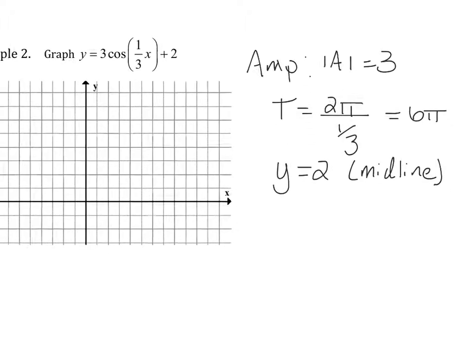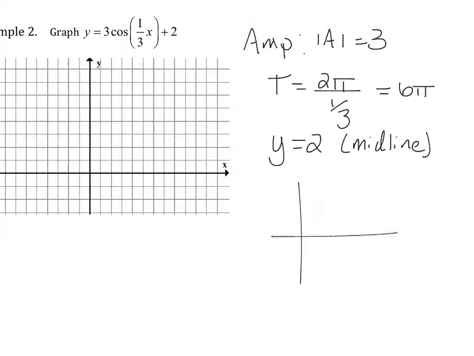Okay, a normal cosine graph would start at its maximum of 1. At pi over 2, it's going to be at its midline. Then at pi, it's going to be at its minimum. At 3 pi over 2, it's at midline again. And at 2 pi, it's at its maximum.